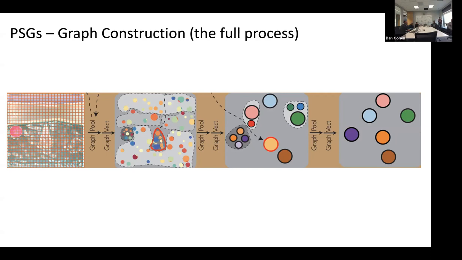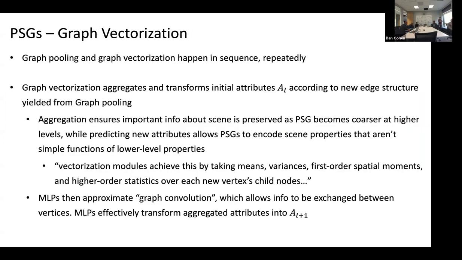Hopefully that gives some idea of the end goal. I can show a better picture towards the end. I guess the end goal would be a scene graph. Maybe I can show that explicitly after this. There's only one or two slides here. Okay. And this describes the aggregation process.